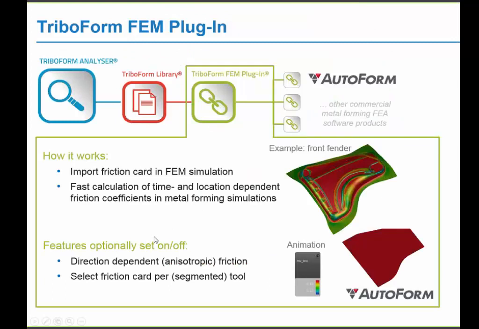So next to the friction coefficient, we also provide additional features. Because we are accounting for the real three-dimensional surface textures or topographies of the sheet material and the tooling, we can also account for direction dependency. So what is the influence of, for example, your rolling direction compared to the transverse direction on your friction coefficient? And we also provide the possibility to provide a friction card per tooling. So if your punch, for example, has a different roughness than your blank holder or your die, then we can assign different friction cards for the different tooling.